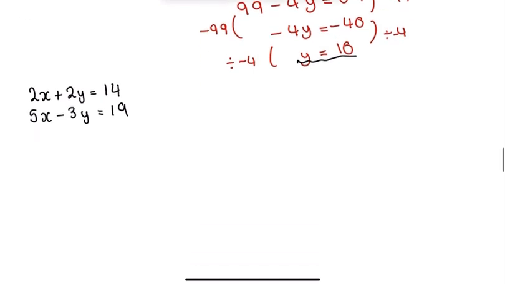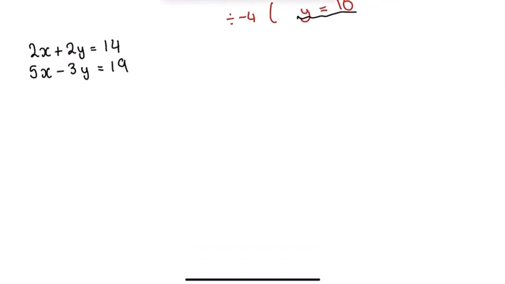Now we're going to move on to a trickier example. If I look here, my 2x and my 5x don't look like they're easy to find a multiple, nor does my 2 and my 3. So this means I'm going to have to times both of the equations. Now, what I will do is I'll just look at these two here because they're smaller numbers.